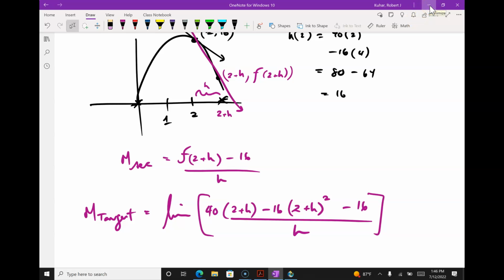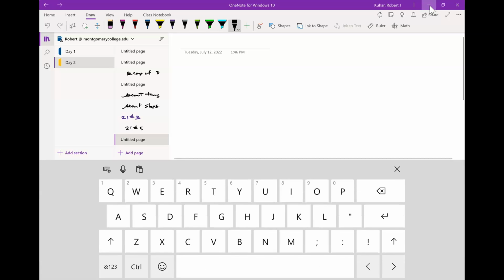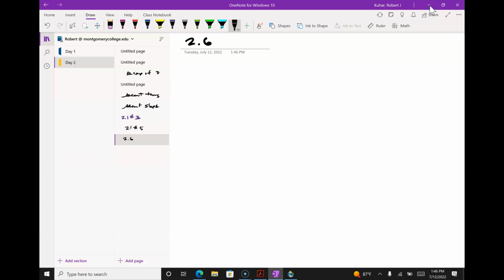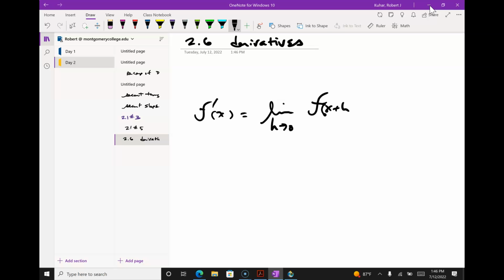So what we just did is we had a fixed point. But what if we don't have a fixed point? That's what I want to talk about next. So we're talking about section 2.6 here. We know that f prime of x is the limit as h goes to 0 of f of x plus h minus f of x, all divided by h.